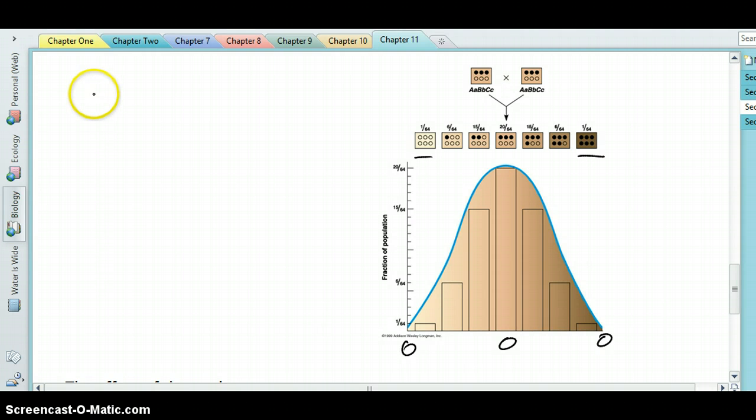What other kinds of things? Of course, body weight is clearly a polygenic trait. There's not just one gene that determines your body weight. We've talked about skin tone, height. What else can you think of? Probably other things like hair color. You have individuals with very dark hair and other individuals with very light hair and everything in between.